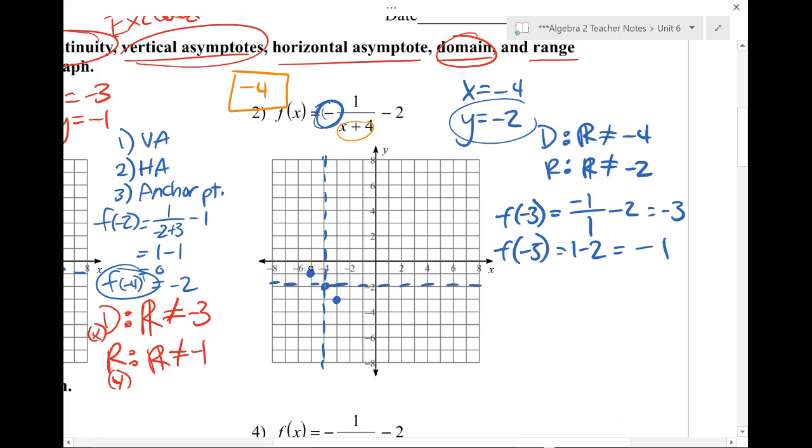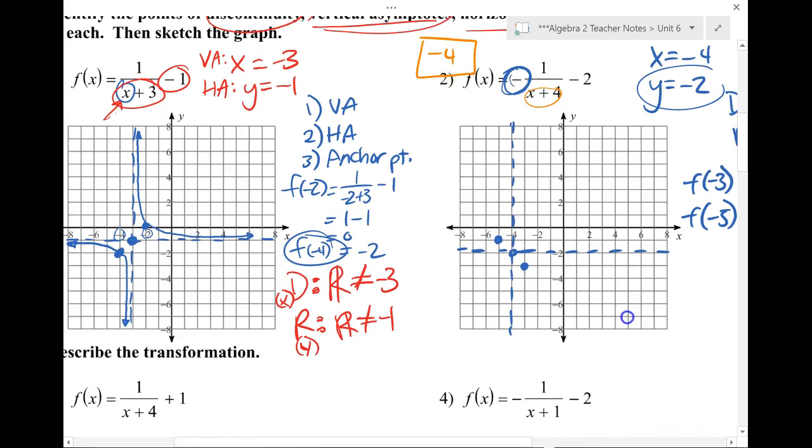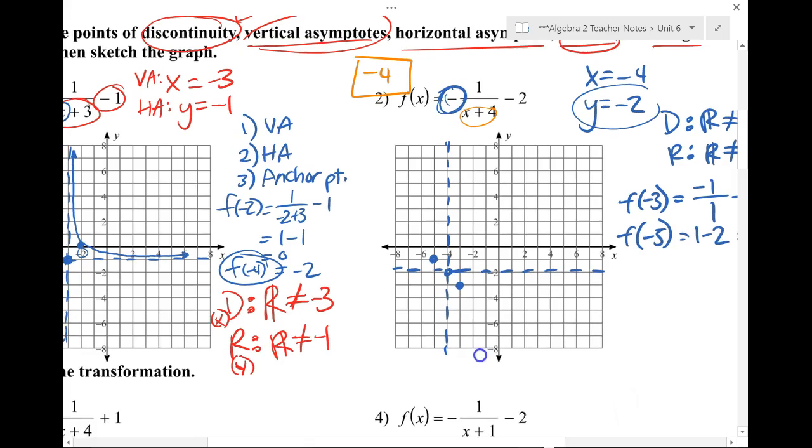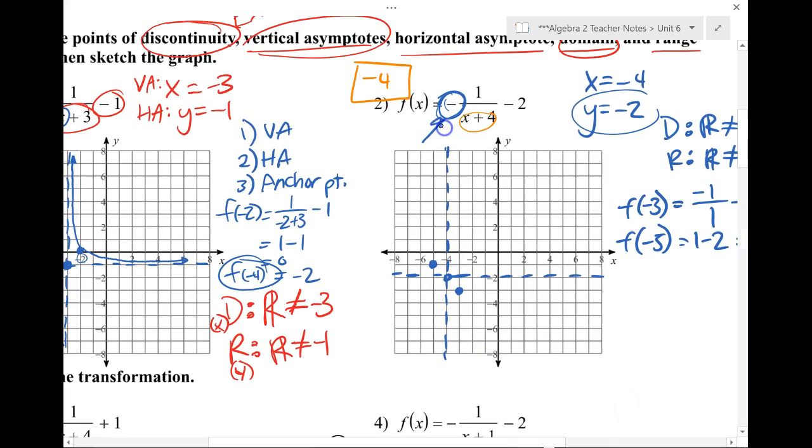And if you noticed, our anchor points are what we had on the last graph. Why is that? Because of this negative. If we remember our transformations, whenever you have a negative in front of the function, it causes a reflection across the x-axis. Or sometimes we just say it flips it. Or it flips it vertically.